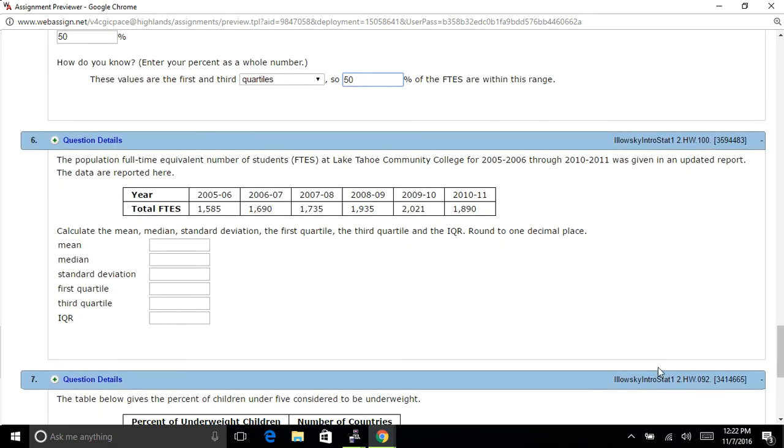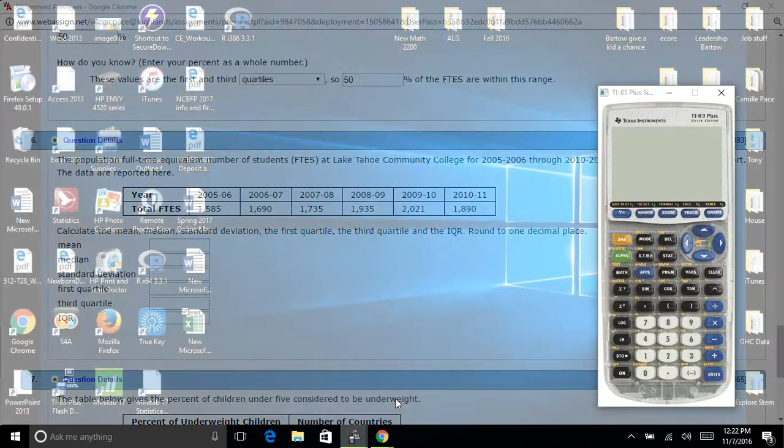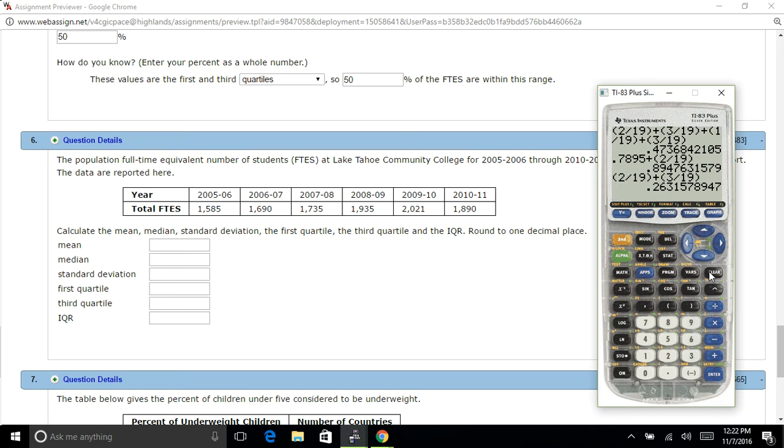All right, so now I need to put the stuff in the calculator. All right, I'm bringing up my calculator. I'm going to clear it out. All right, let me show you how to do these. I'm not worried about the years on this. This is not a weighted mean. This is just regular one-variable statistics.